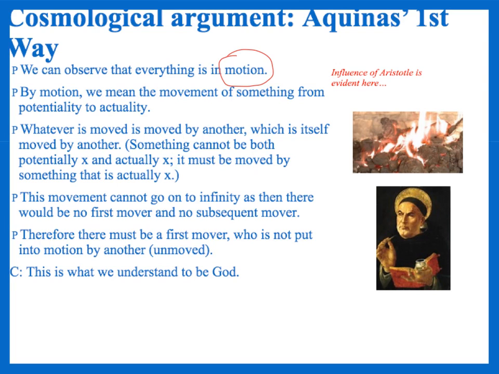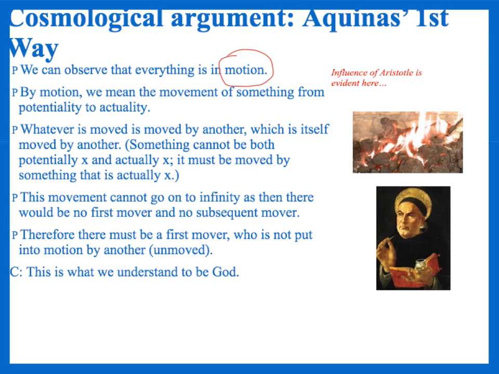For example, if I have an iron rod or a metal rod, that has the potential to be hot, but it cannot make itself hot. It has to be moved, changed, by something which is actually hot. In this case, that would be putting the rod into a fire. So he says that nothing can move itself. It must be moved by something which is actually X, actually the thing that the thing has potential for.